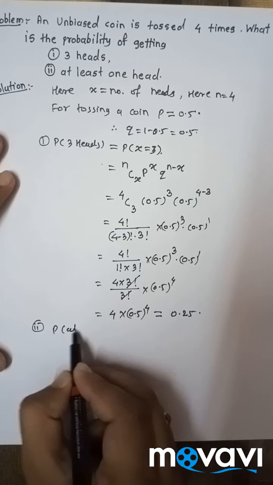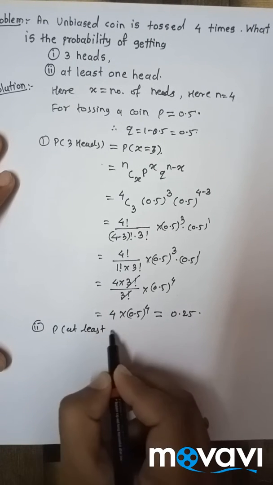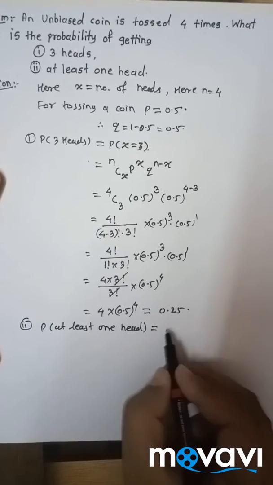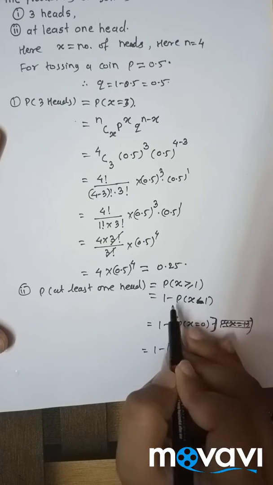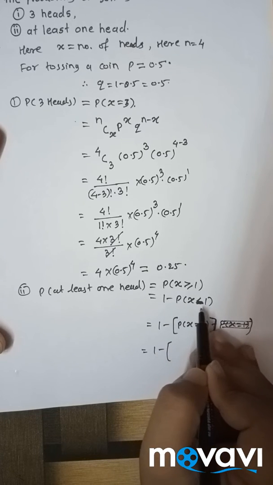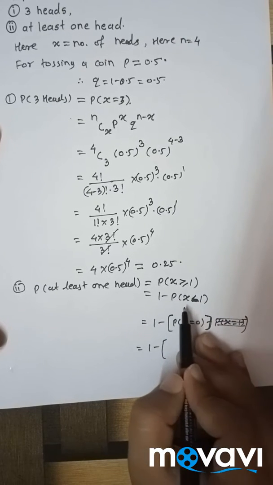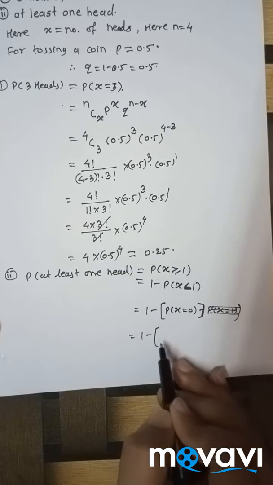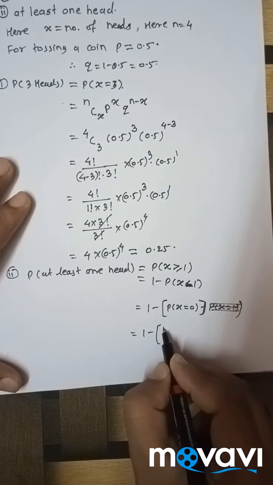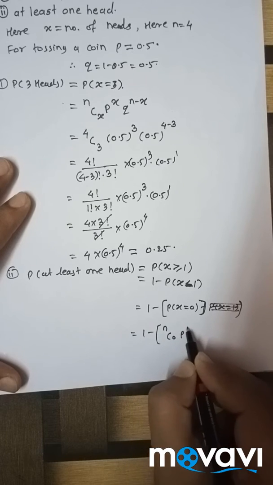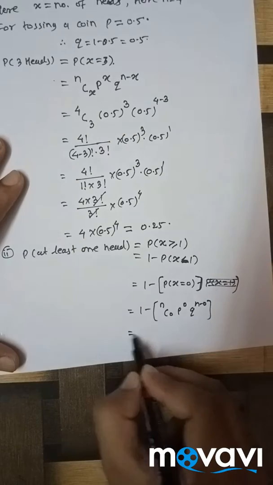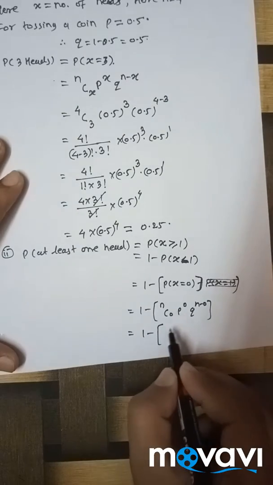Probability of at least one head is equal to probability of x greater than or equal to 1. Its complement is 1 minus probability of x less than 1. Probability of x less than 1 means probability of x equal to 0. This is equal to nC0 p raised to 0 q raised to n minus 0. This is equal to 1 minus nC0.